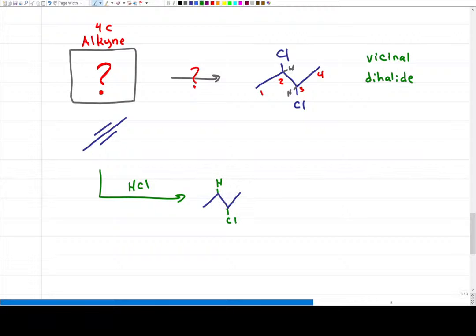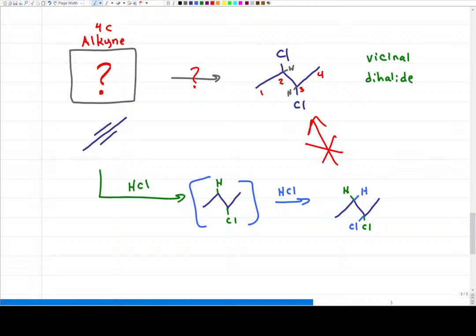Hydrogen and chlorine. And then to get the second one, this is a not isolated intermediate, it will continue to react with HCl to give me, well, I have hydrogen and chlorine. And what did we say about this reaction? The second hydrogen adds to the same carbon as the first, and the second chlorine adds to the same carbon as the first. This is most definitely not the same thing. And if this is not the same thing, then what other reaction can I use?